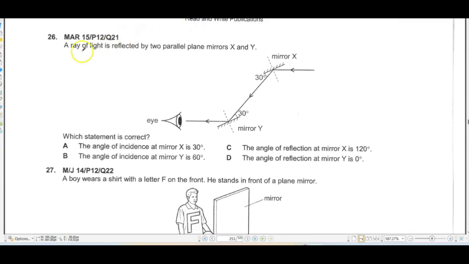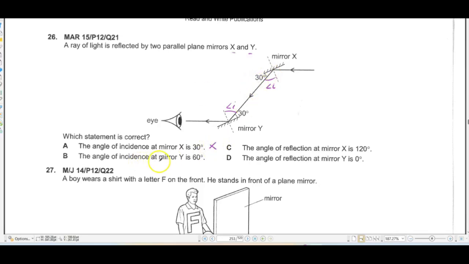Question number 26. A ray of light is reflected by two parallel plane mirrors X and Y. Which statement is correct? The angle of incidence at mirror X is 30 degrees. No, this is not the angle of incidence. This has to be the angle of incidence. We were talking about mirror X. No, this is not it. It's the same over here. This is the angle of incidence. This is the angle between the mirror and the reflected ray. So option 1 is not correct.